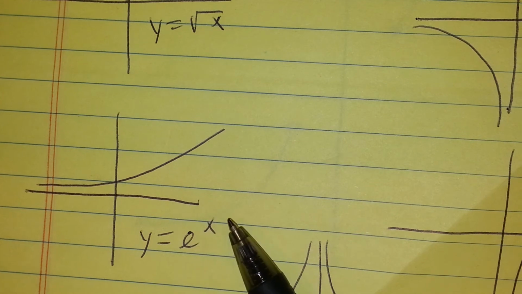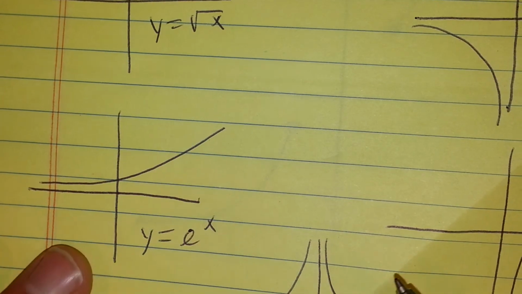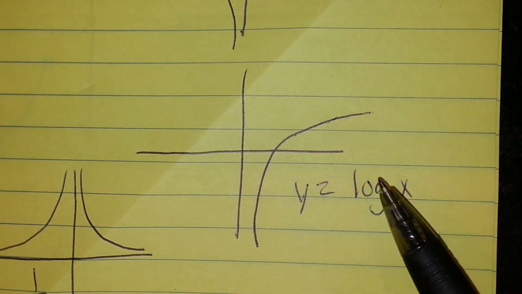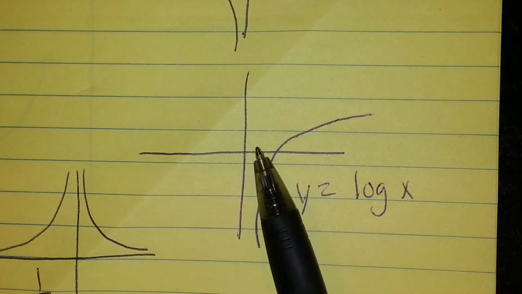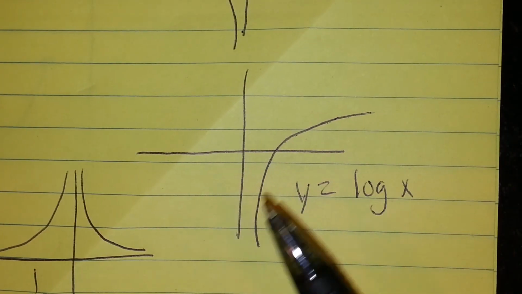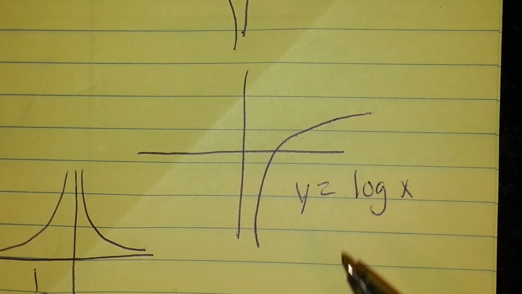Exponential. Remember, domain and range are going to be inverse to the logarithm. But here, all real numbers for my domain, range is greater than 0. And now here my domain is greater than 0. Notice this graph on the x-axis is greater than 0, but my range is all real numbers, okay?